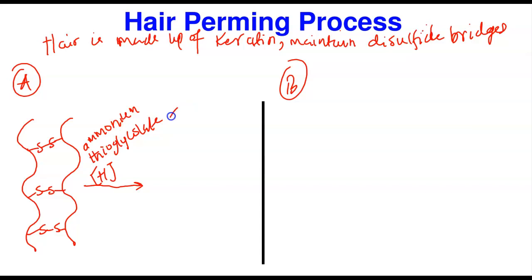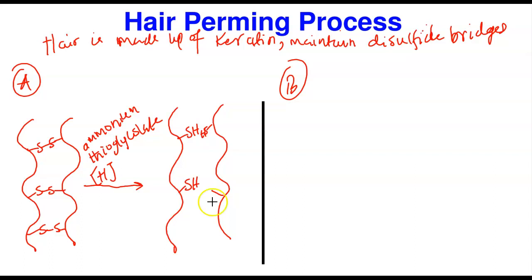So what happens here? It breaks those disulfide bonds or bridges. It converts them to thiol groups. It just breaks it to SH, and here it becomes HS again. So you just break it down. Remember, these are the disulfide bridges here. You break them into normal thiols and move them around the way you want them to look. Put your rollers on.